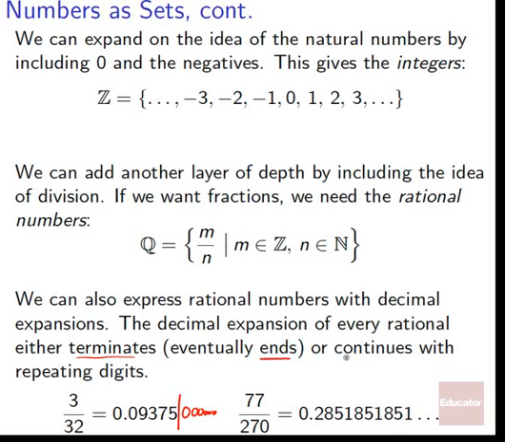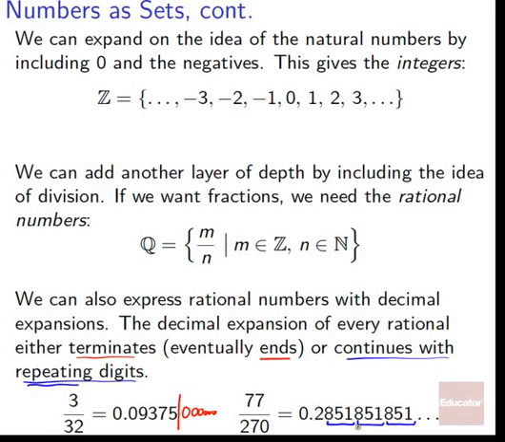If, on the other hand, it continues with repeating digits, then that means there's some block of digits that will keep repeating forever. So 77 over 270, we get 0.2851851851. So 0.2, that happens first, and then a repeating block shows up, 851, 851, 851, and it's just going to march 851 out forever and ever and ever. So if we've got a rational number, it's going to be one of these two things. It either terminates, it ends, or it repeats.